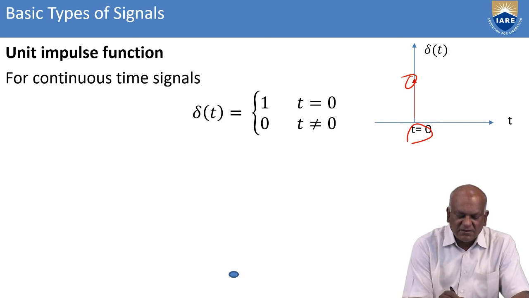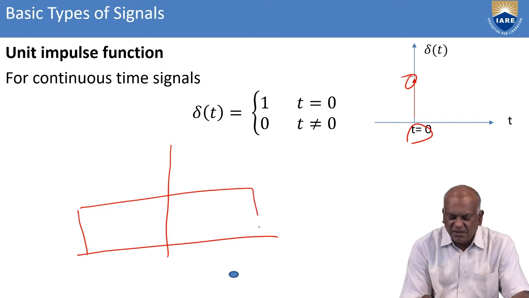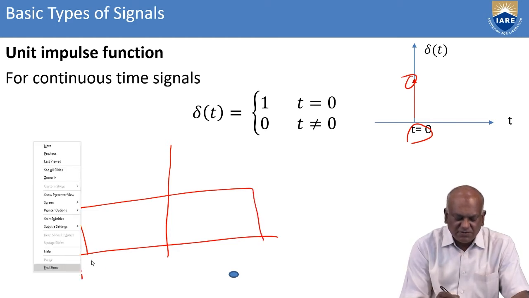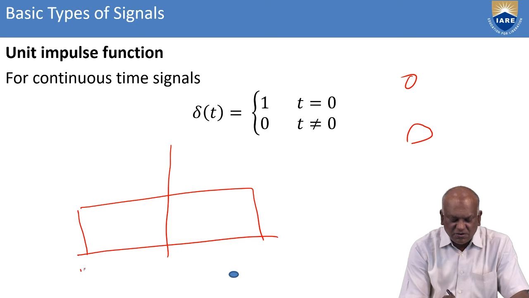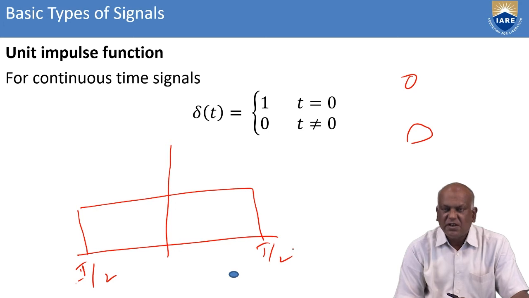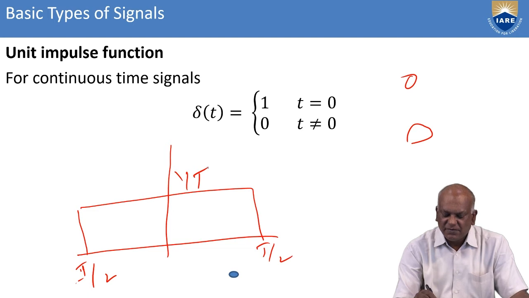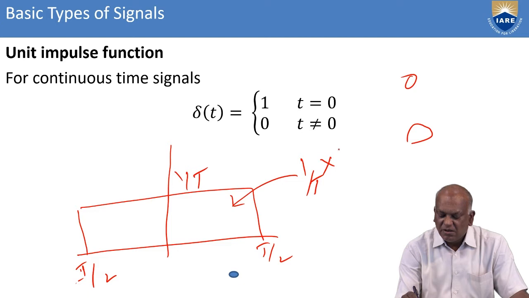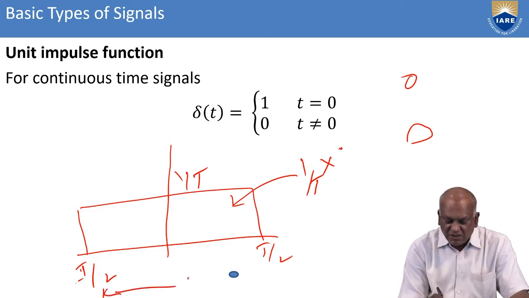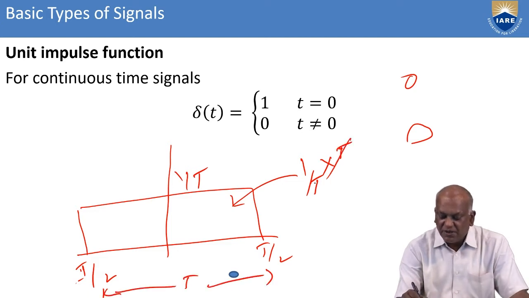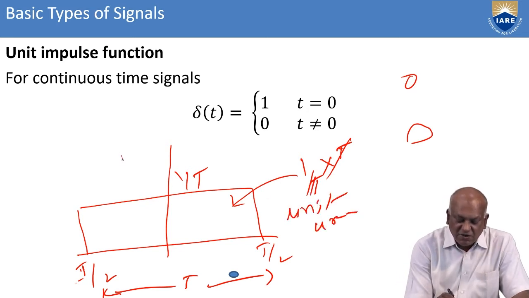Let us take a pulse like this. The width of the pulse is from minus t by 2 to plus t by 2, and the height of the pulse is equal to 1 by t. Now I am calculating the area, that is width into height: 1 by t multiplied by the width difference, which is nothing but t, so 1 by t into t. We get unit area. This is called unit area. Similarly, I can reduce this pulse like this.